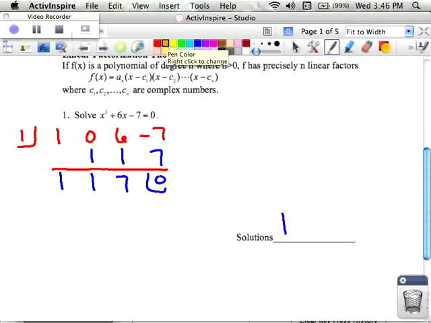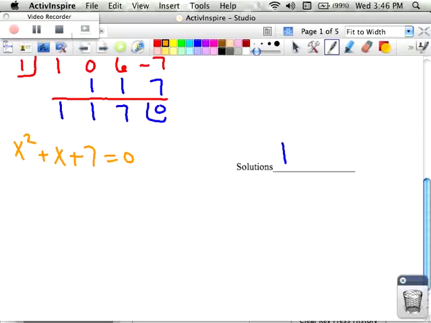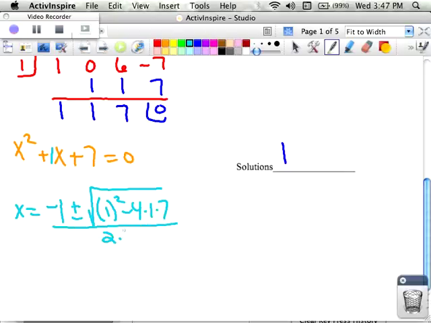Now the cool thing about that is that it also means my leftover is x squared plus x plus 7. Sorry, I said x and I wrote down 7. So plus x plus 7. And this does not factor. But when I try to find the zeros, I could use the quadratic formula. So as I use the quadratic formula, I know that my x is going to be the opposite of b, and the coefficient there is a 1, plus or minus the square root of b squared, so 1 squared, minus 4 times a times c, all over 2 times a.